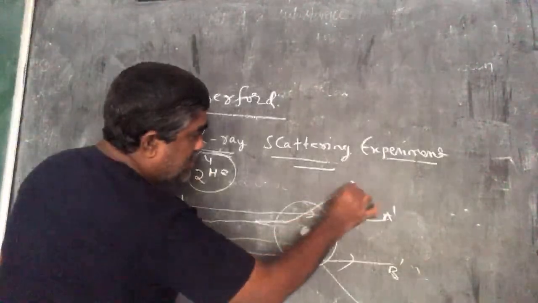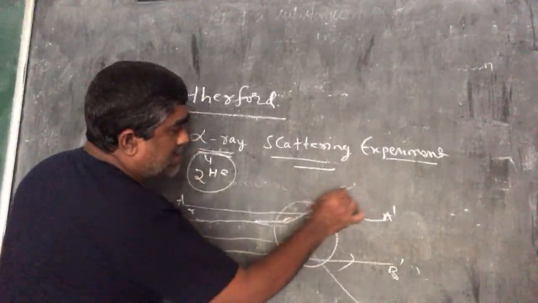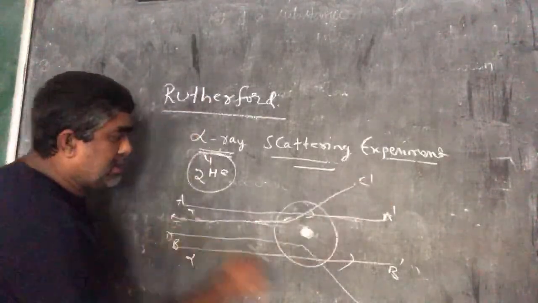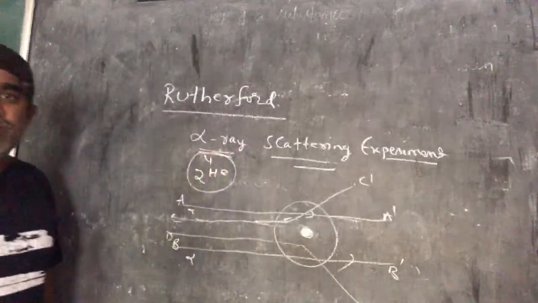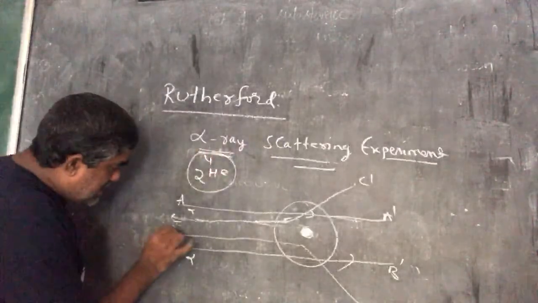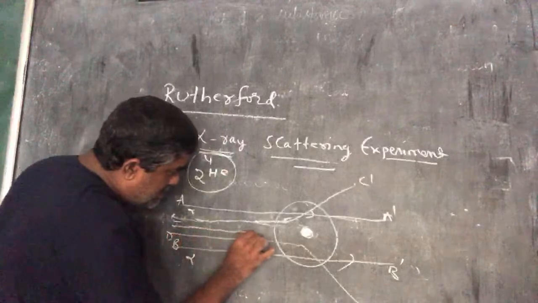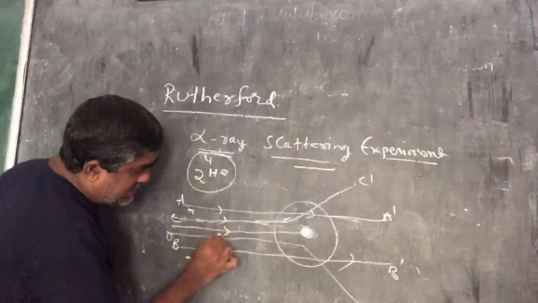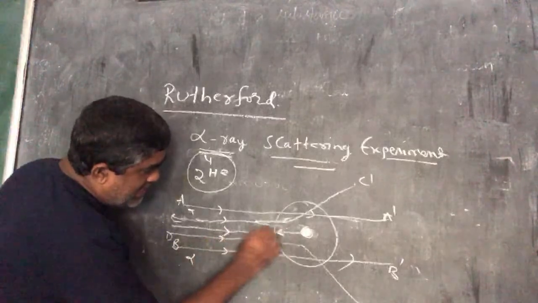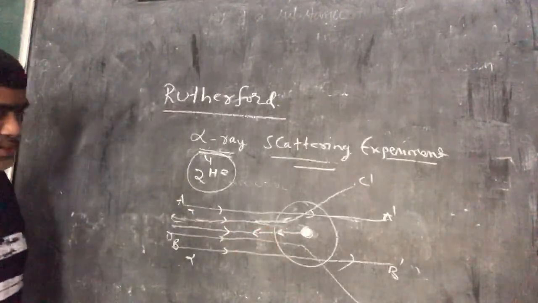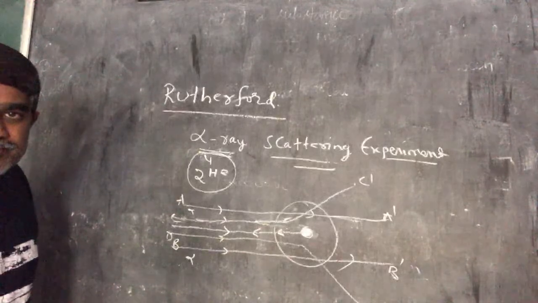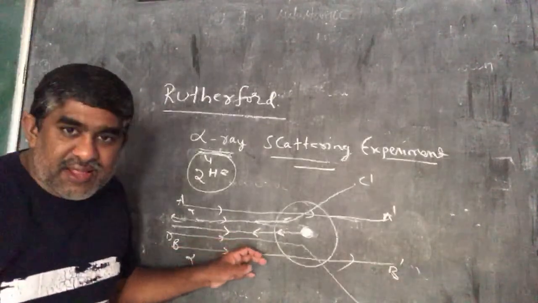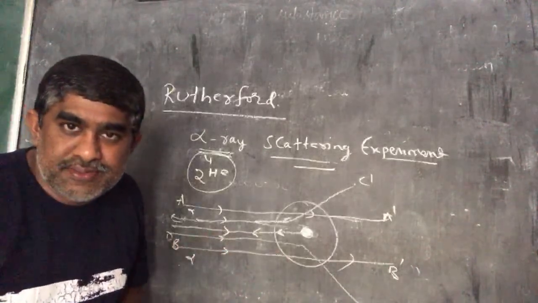At an angle of 45 degrees. Okay, C dash, D dash. Now he sent the alpha particle straight. Then whatever the direction he sent, it bounced back again in the same direction, 90 degrees. Okay, this experiment is called the alpha ray scattering experiment.